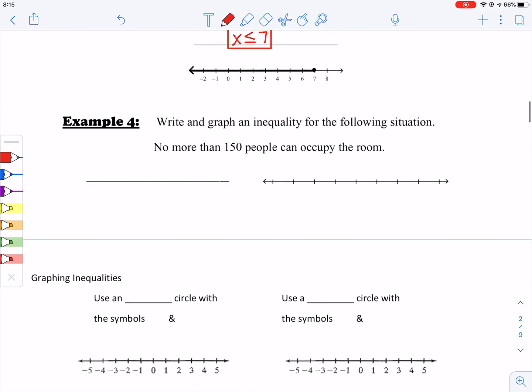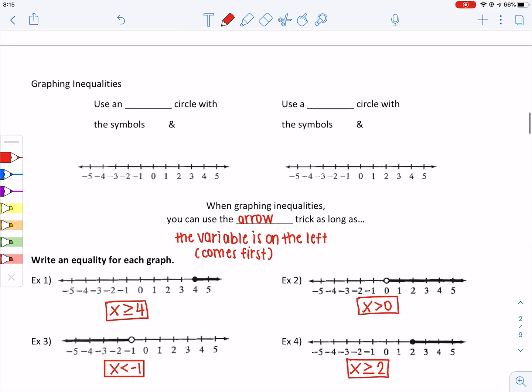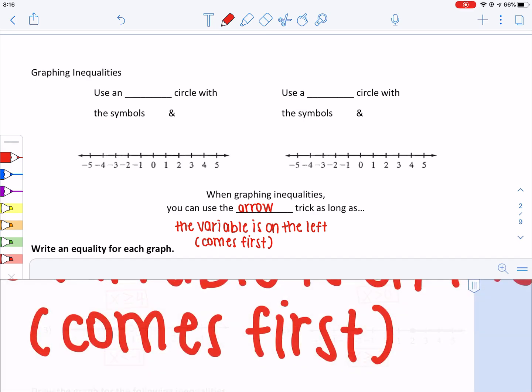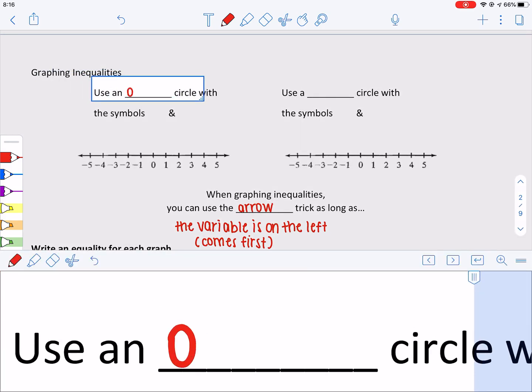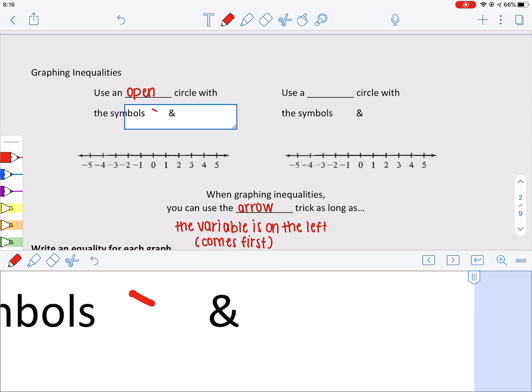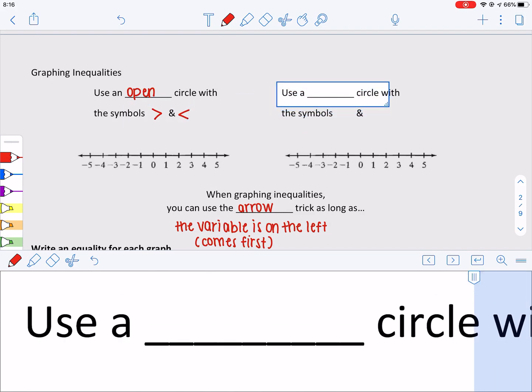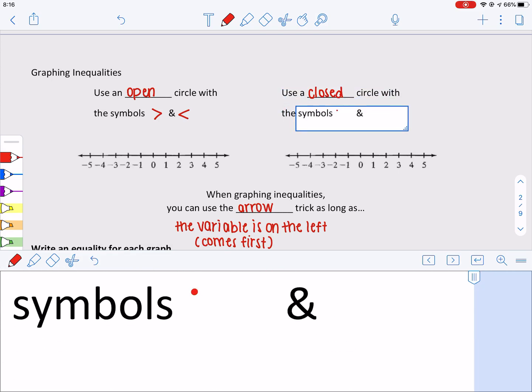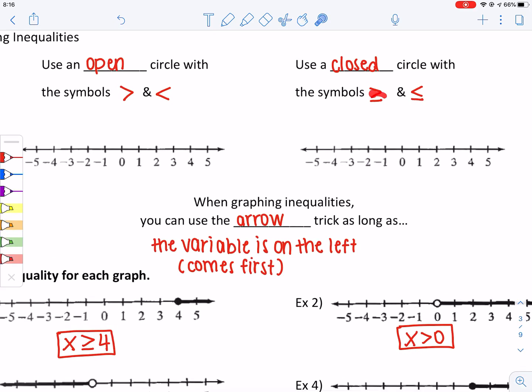Okay, and then last type of thing we're going to do, and this part right here at the top of the second page, this is just a reminder of what's on that first page. So we're going to use an open circle anytime our inequalities are greater than or less than. And then we're going to use a closed circle anytime it's greater than or equal to, less than or equal to. And like I keep saying, I kind of use these equal to, like these lines underneath there, to remind me that I have to close in my circle. I have to color it in. Okay, because these ones mean it could be equal to, so it means it could include the number that we're talking about.